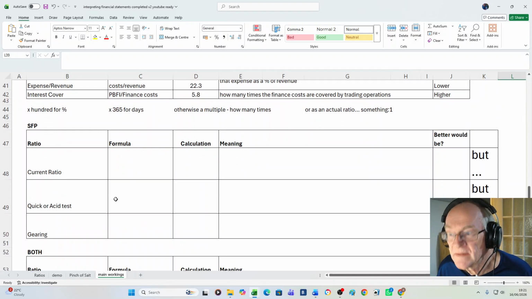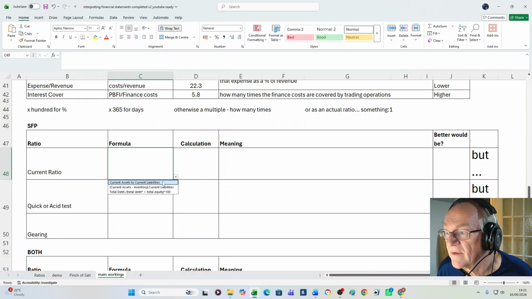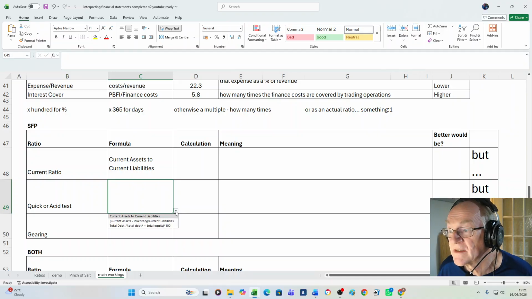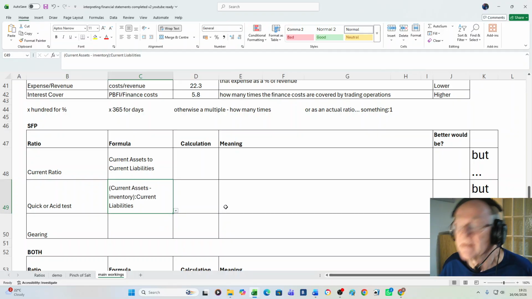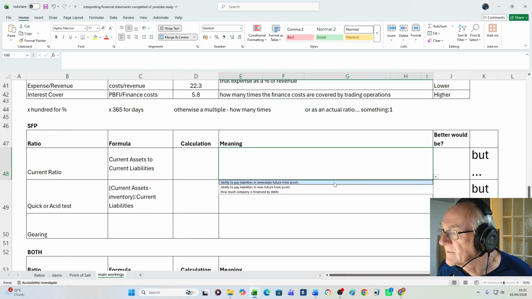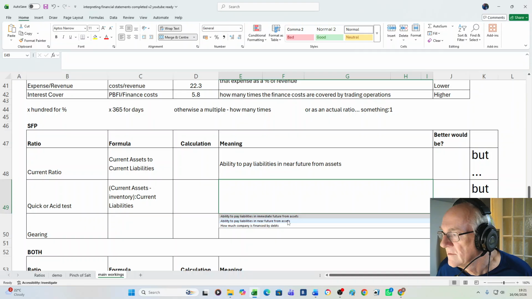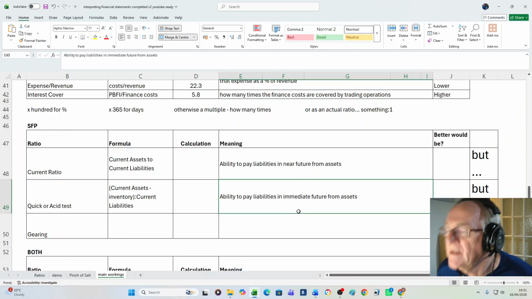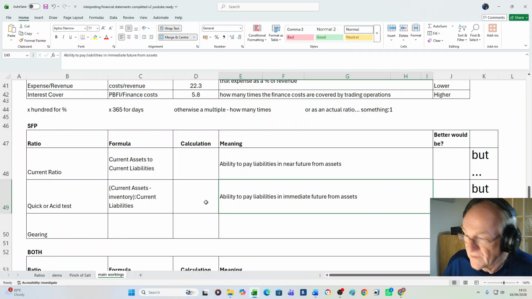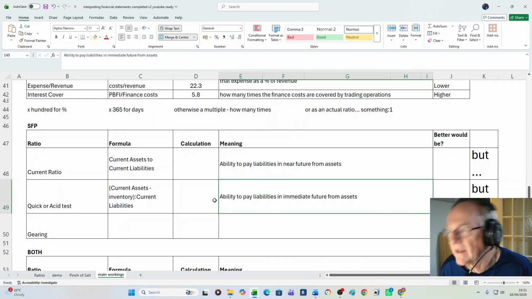So the next two effectively are a pair, so we'll do them together. We've got current assets to current liabilities. These are the ones that are still expressed as ratios, although you may see somebody expressing them as a percentage, and that's near and immediate future. So okay, the difference is actually only the inventory. Inventory partly because businesses who are in trouble often have inventory they can't sell, but also because inventory needs selling, then you've got to get the money in from your debtors, from your trade receivables. So there's a time element to it.